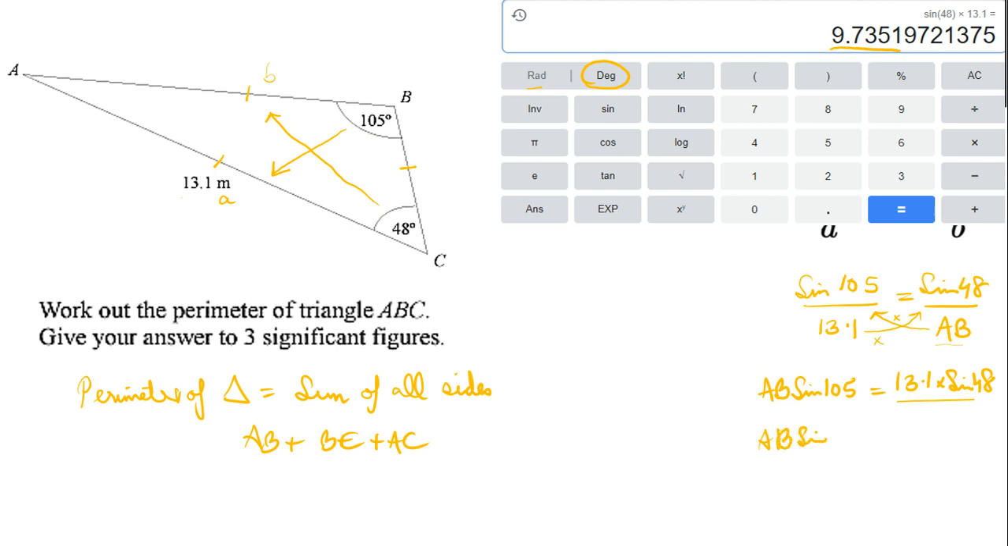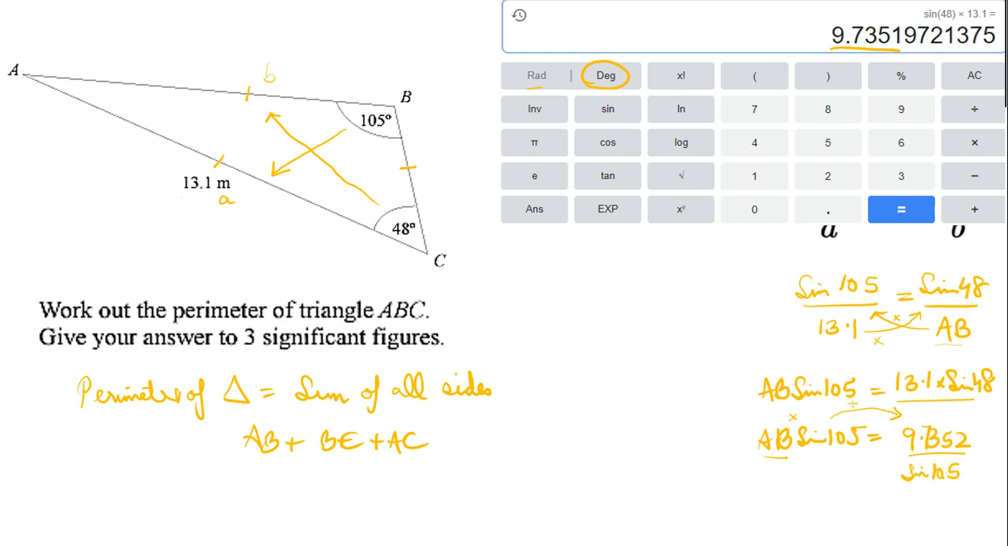So AB sine 105 is going to be equal to 9.7352. Now, for finding my AB, I need to isolate AB or make AB the subject. For that, whatever is attached to the AB goes to the other side, which means sine 105 goes to the other side. Because sine 105 is in multiplication with the AB, when it goes to the other side, it changes and becomes division. So when I take this to the other side, it's going to be 9.7352 divided by sine 105.